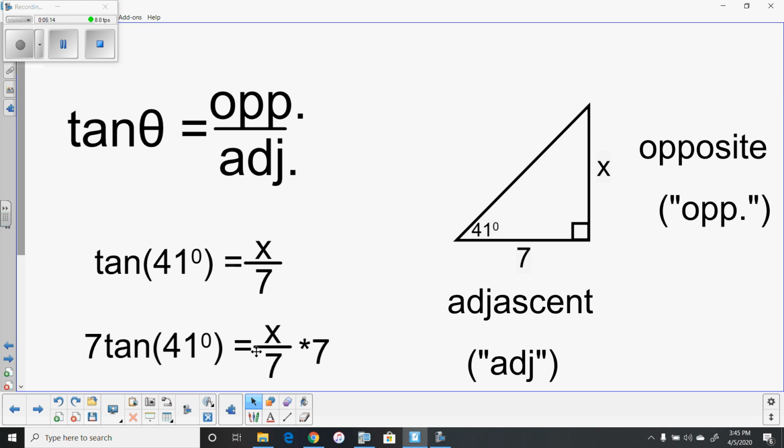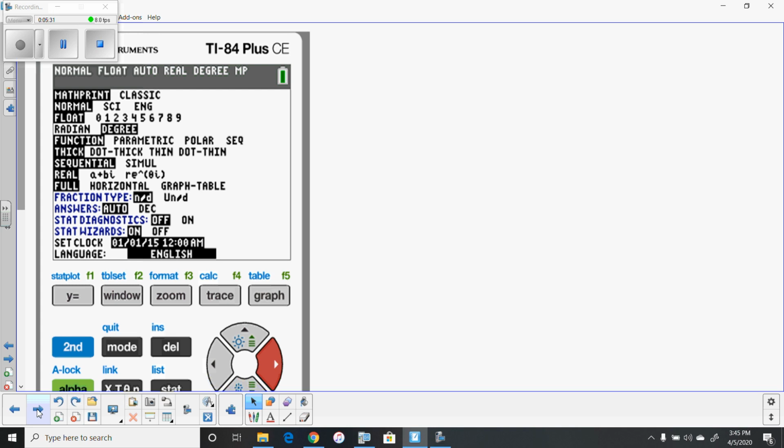And then it simply becomes an algebra problem. In order to undo dividing by 7, what do you have to do? You multiply both sides by 7. And 7 tan 41 is what I can literally put into the calculator. Okay, I also would need to make sure my calculator is in the right mode. If you hit mode on your calculator, there's two options here, radian and degree. Radian is some kind of more confusing way that we refer to angles and rotations. So in this case, we'll just be using degrees. But you always want to make sure your calculator is in the degree mode.